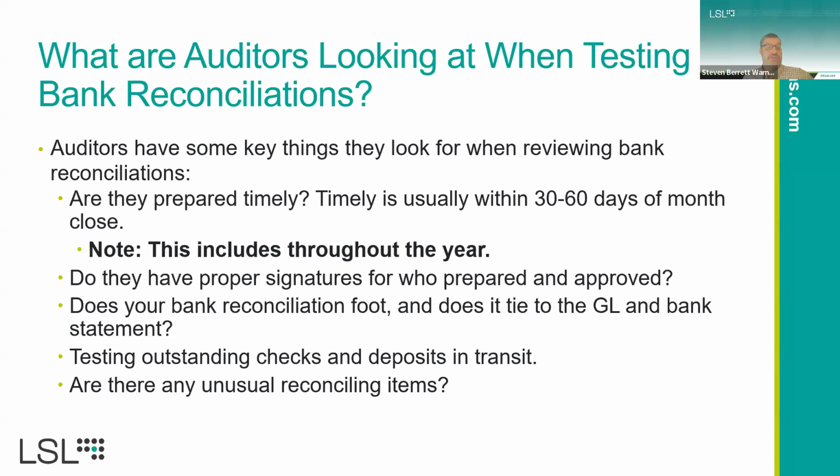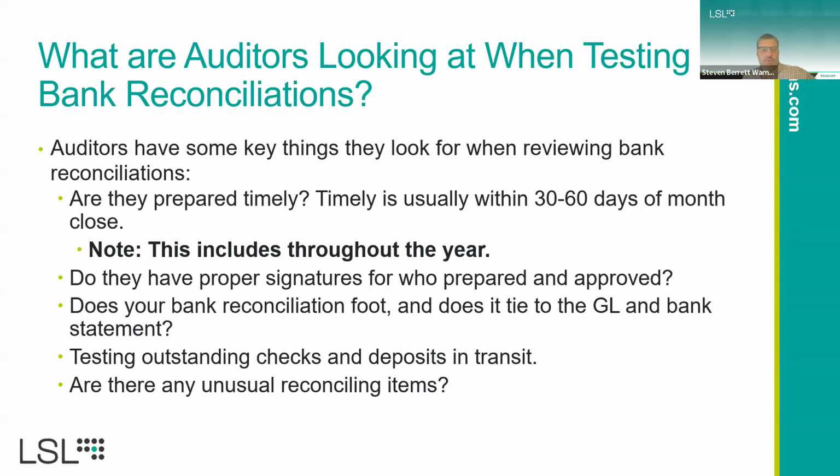Do they have the signatures for the preparer and the approver? And then of course, is it complete? Did you figure out what the differences were, and did you fix them? Of course, we're going to make sure that everything foots, the math all works on that spreadsheet. We're going to make sure that everything ties to the bank, ties to the GL, double check all those things. And then we'll probably look at your outstanding checks and deposits in transit.